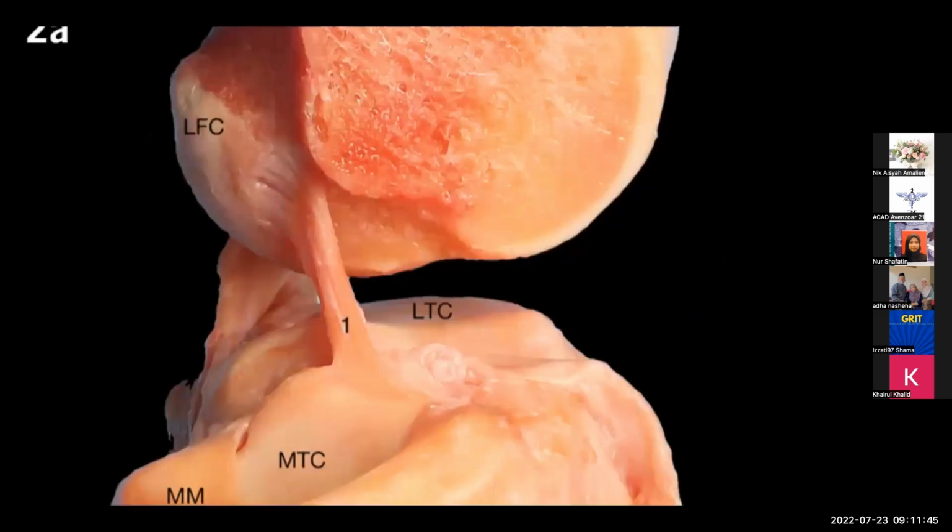Okay, this is on the sagittal cut. You see, this is the lateral femoral condyle. LFC is the lateral femoral condyle. This is how it attaches there. The footprints of the ligaments are very important for the surgeon, so that we can reconstruct back as anatomically as possible.